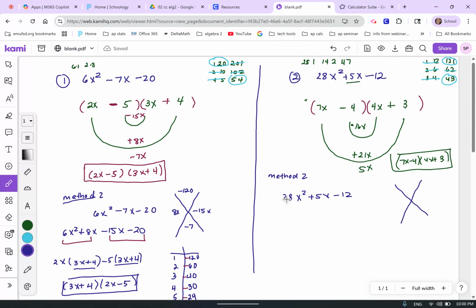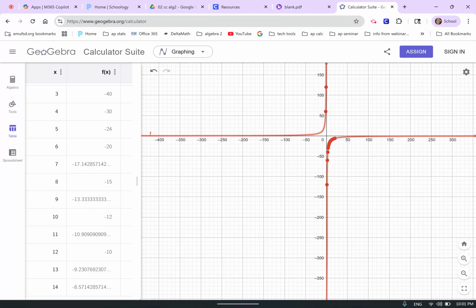you're multiplying the first term times the last term, so 28 times negative 12. And when you enter that in the calculator, you get negative 336. That's the a times c. The middle term has to sum to 5. Well, I suspect that negative 336 has a large amount of factors, but let's check it out.